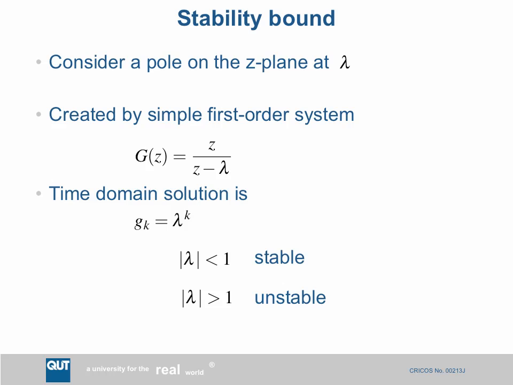It will be unstable. Whereas if the magnitude of lambda is less than 1, then as I raise it to increasing powers of k, it's going to get smaller and smaller and smaller. So the stability bound here is that if the magnitude of the pole is less than 1, it will be stable. The magnitude of the pole is greater than 1, it will be unstable. So that's the importance of this unit circle boundary. If a pole has got a magnitude greater than 1, it's outside the unit circle, it will be unstable, in the region where the dragons live.